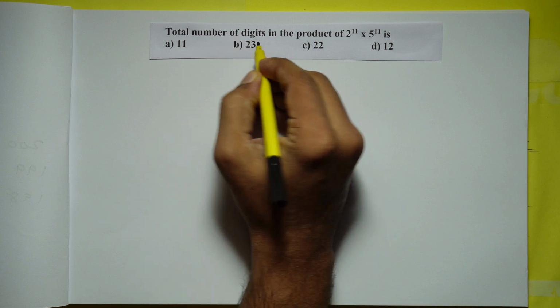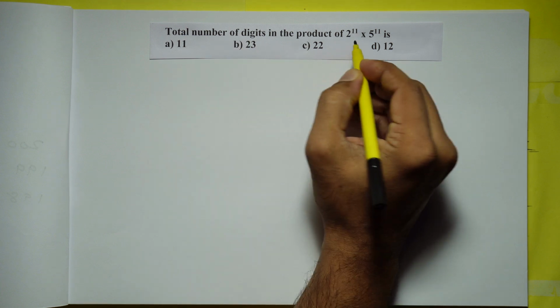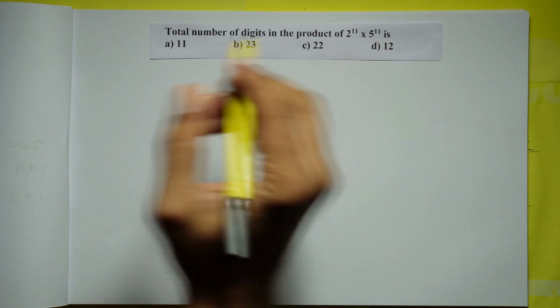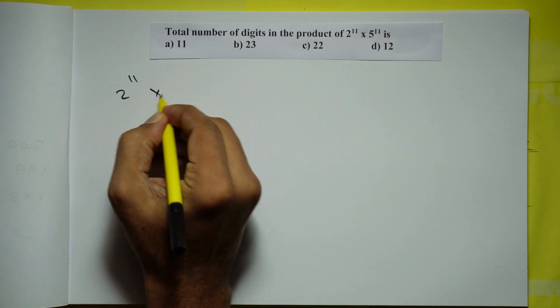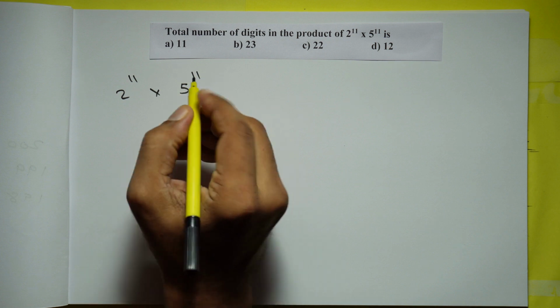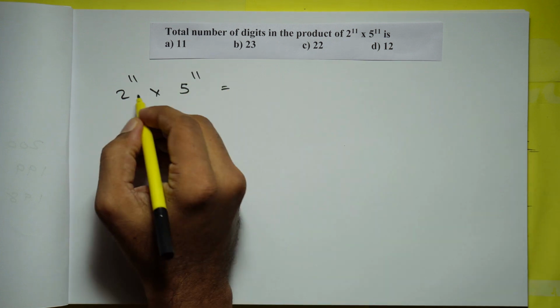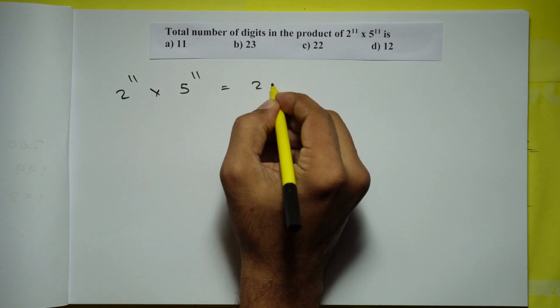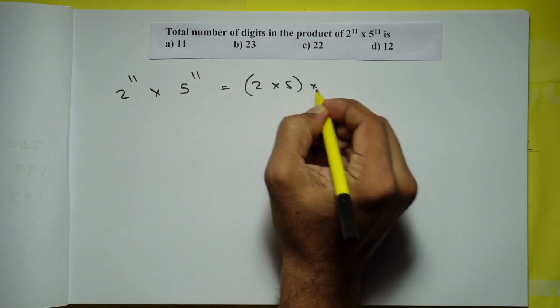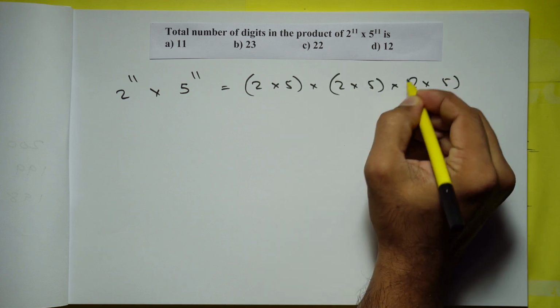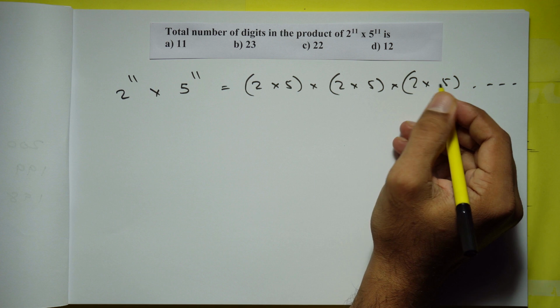The total number of digits in the product 2 raised to 11 into 5 raised to 11. That is what we need to calculate. So that is 2 raised to 11 into 5 raised to 11. That is 2 into 5 into 2 into 5 into 2 into 5, 11 times.